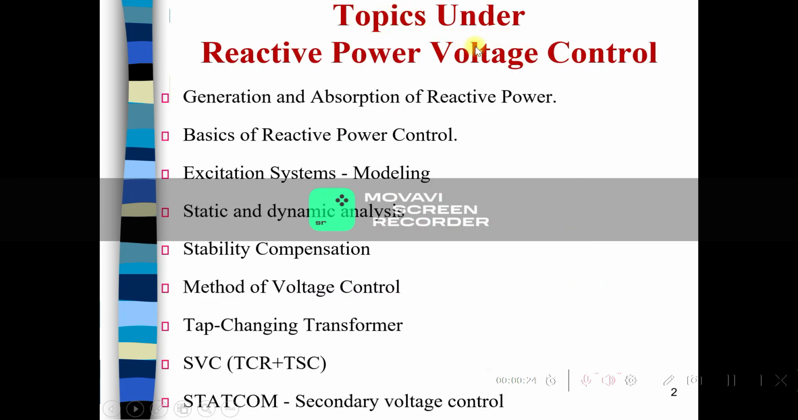So these are the topics we are going to discuss about reactive power voltage control: generation and absorption of reactive power, basics of reactive power control, excitation system modeling, static and dynamic analysis, stability compensation, methods of voltage control, tap changing transformer, SVC, static power compensator, and STATCOM, secondary voltage control.